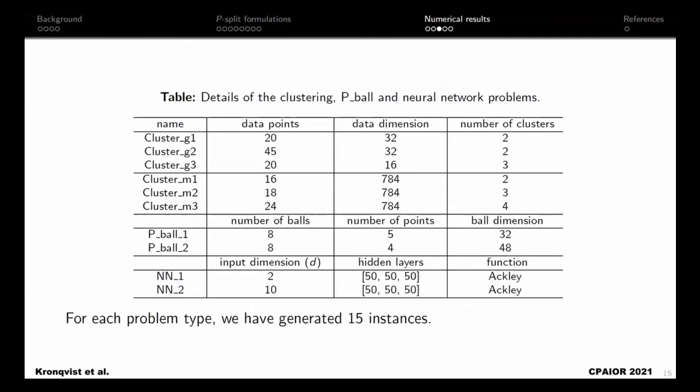Here are some details on the test instances. So the cluster G instances all originate from the G2 dataset, where we have randomly picked different numbers of data points with different dimensionality, and we have also tried to cluster them into different numbers of categories. The cluster M instances originate from the MNIST dataset, where we have chosen data points randomly, but we have chosen them from either 2, 3, or 4 categories. For the neural networks, we have used the following architecture, and they are all trained to approximate the Ackley function. For each problem type, we have randomly generated 15 test instances.